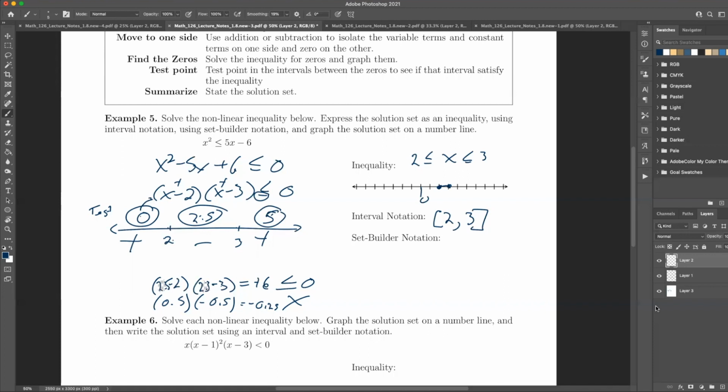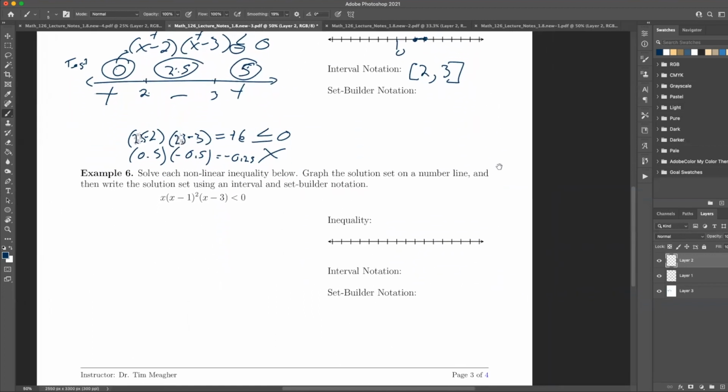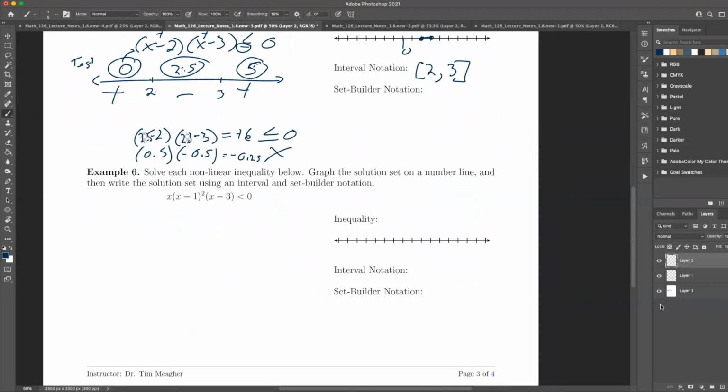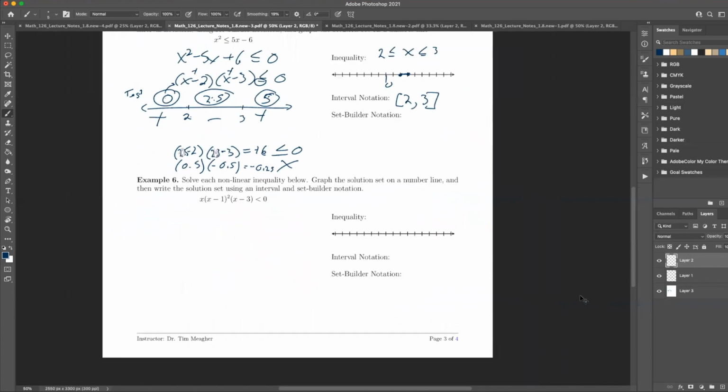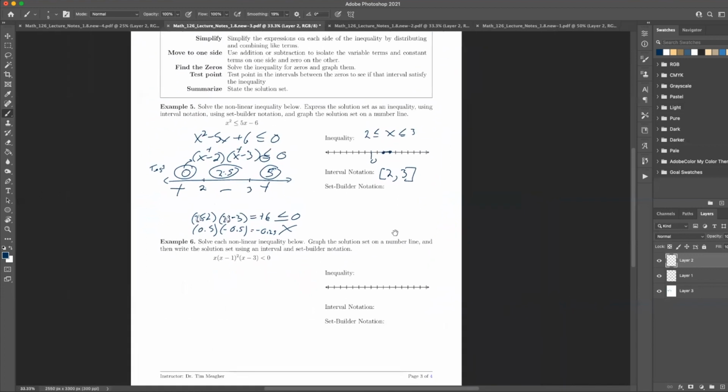All right, let me do this one more time and then see if it makes a little bit more sense. All right, so here, we're going to do this again. Simplify. This is already simplified. I've already moved it all over to one side. And I already know what the zeros are, right? The zeros are already posted for me.